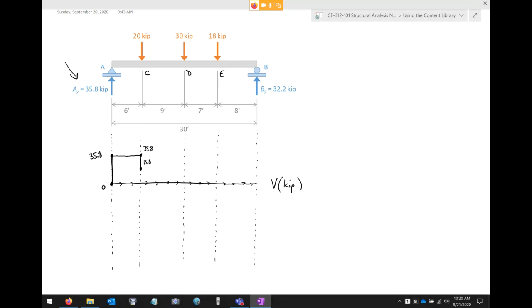From C to D, nothing. A line with a nothing slope. 15.8. Now, what do we see here? It says, Greg, go down. And how much does it tell me to go down? It tells me to go down 30. Well, if I'm at 15.8 and I go down 30, what does that put me at? Negative 14.2. Exactly right. So now I'm dropping below. We'll put that there. I can write that a little small.